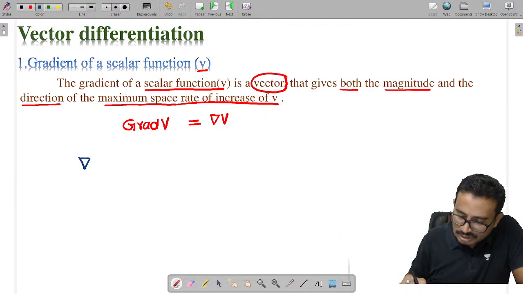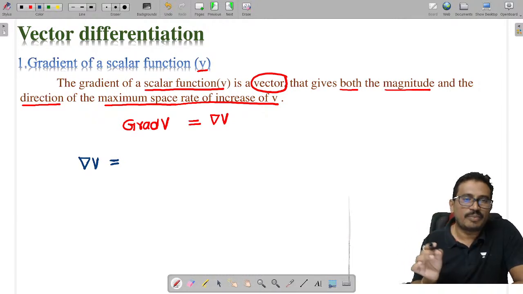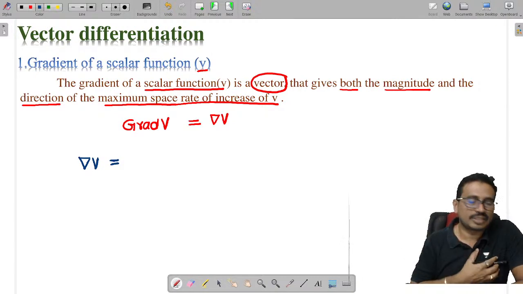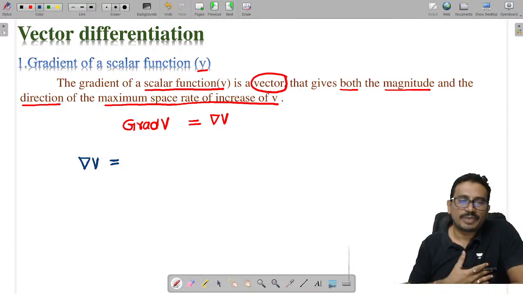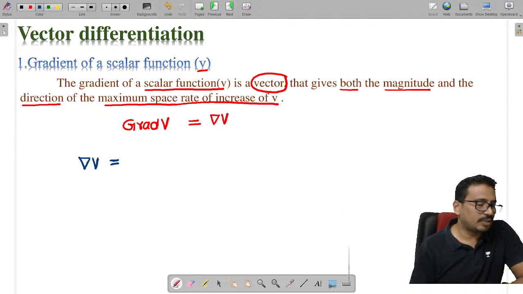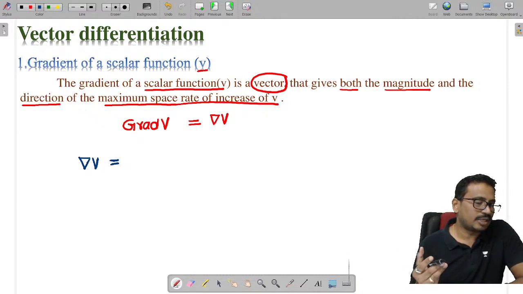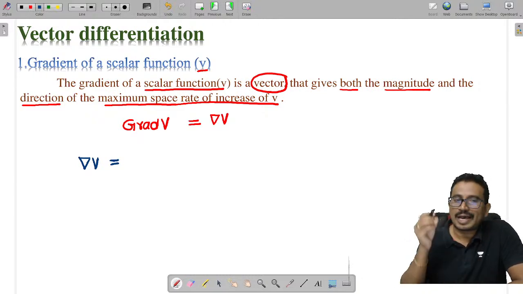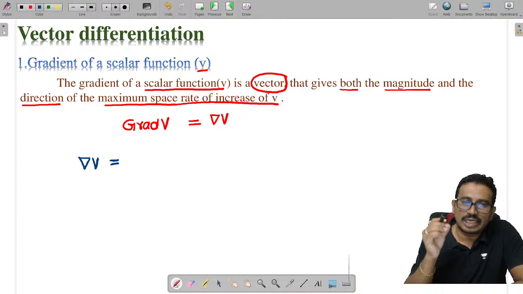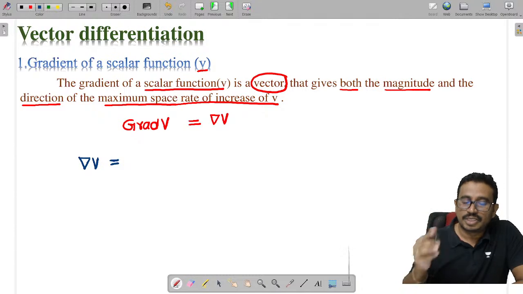Physical meaning, try to understand. Del V is the variation of the physical phenomena with respect to space parameters. Now can you tell me what the space parameters are? What are the spatial variables? In the Cartesian system, x, y, z are the space parameters. That means I have to find the variation of the scalar V with respect to space parameters.